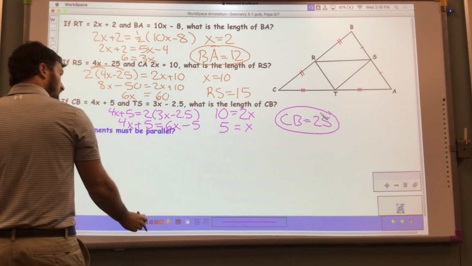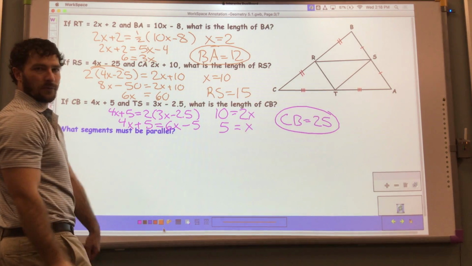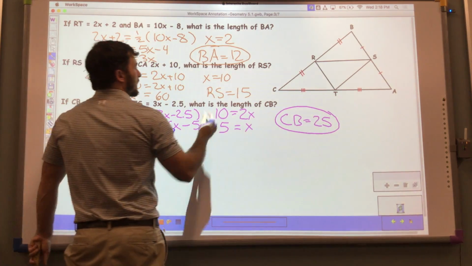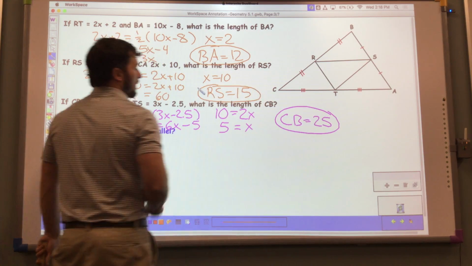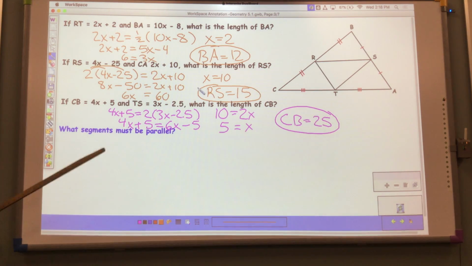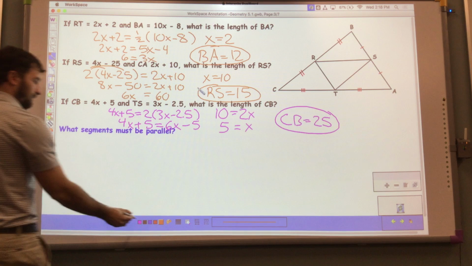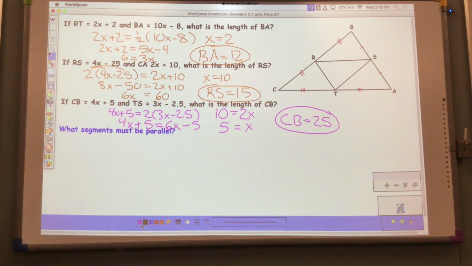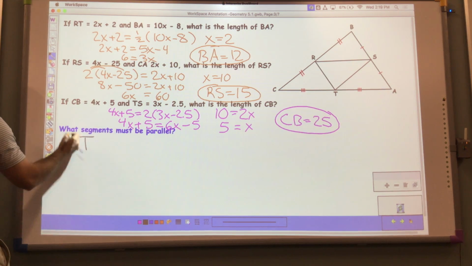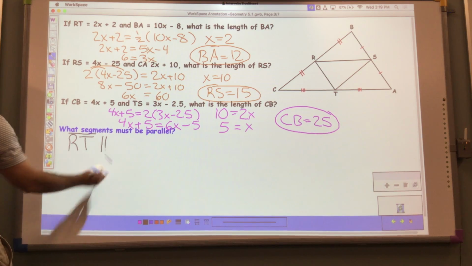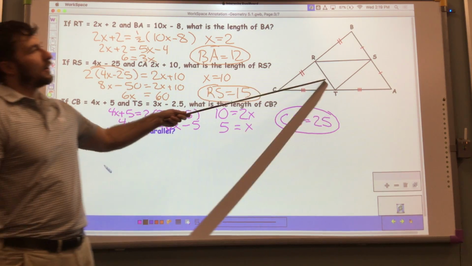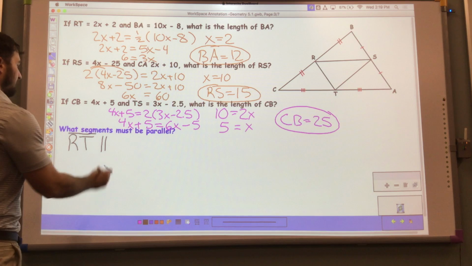So not too complicated. You just got to be careful with which one you're doubling or taking half of. Then it says what segments must be parallel. So we can say that segment RT is parallel to, well, that should be obvious, segment BA.